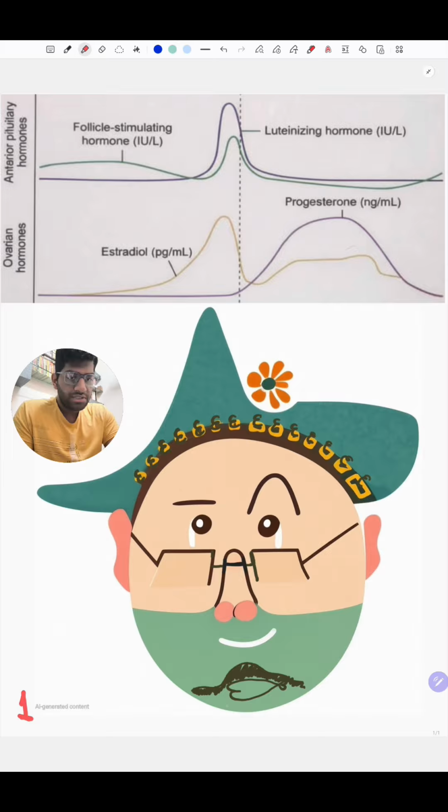Now, what we will do is we will divide this image into days. The leftmost part will be day 1, the center will be day 14, and the rightmost will be day 28. Now, you have to remember this. Now, coming to each hormone one by one.